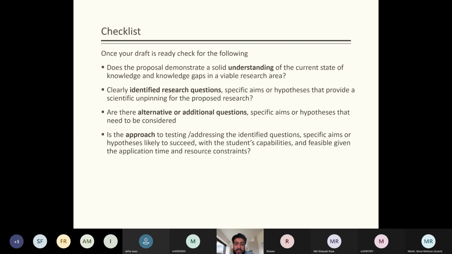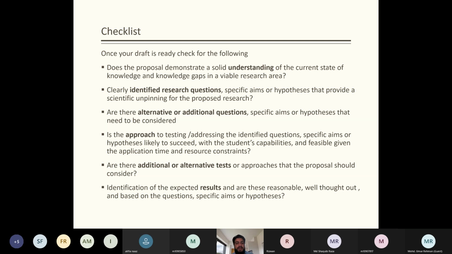Your approach should be good enough, the methodology should be good, and it should be feasible within the application time and resource constraints. If you want to test this hypothesis, make sure of all the tests that you need to do to come up with the answer to that research question. Cross-check: do I need any more tests, do I need any alternative tests, and the identification of the expected result.